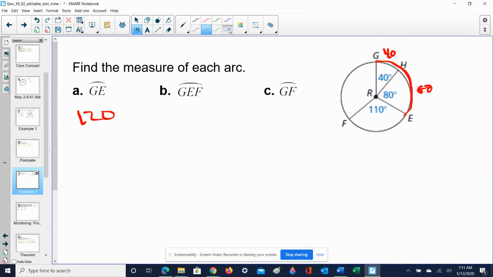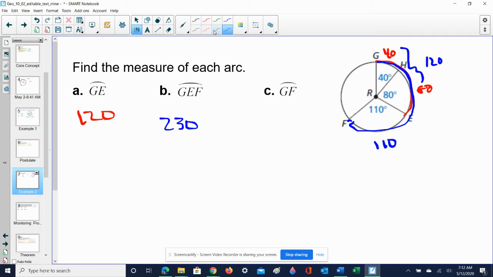GEF. Follow the order of the letters. G to E to F. Well, I know this part, right? We just found that to be 120 plus 110. That's how much further I went, because this is 110 out here, right? 110 plus 120 is 230 degrees.